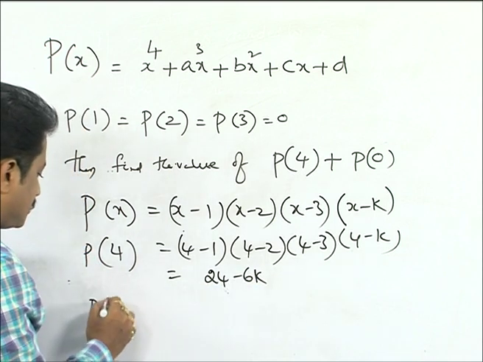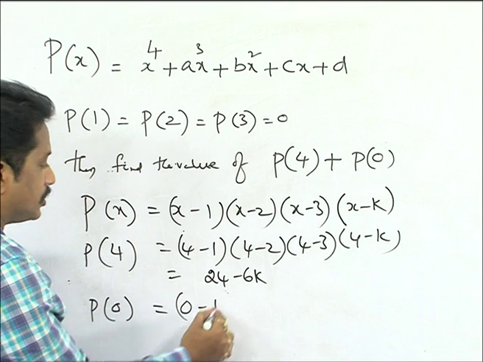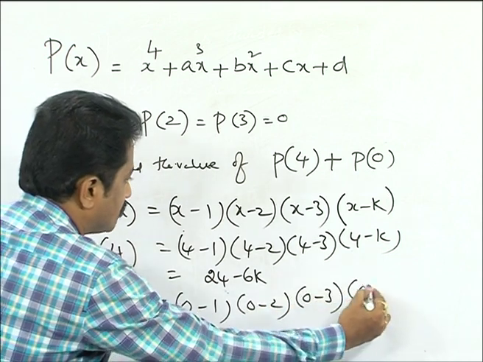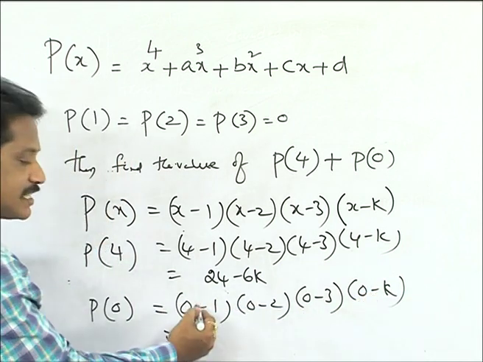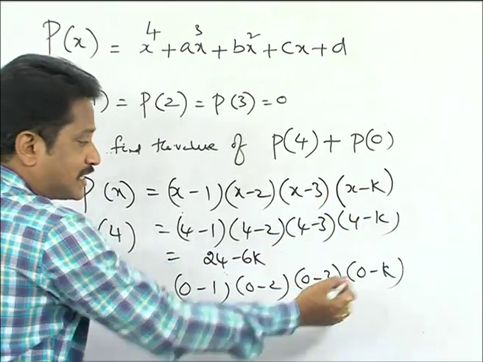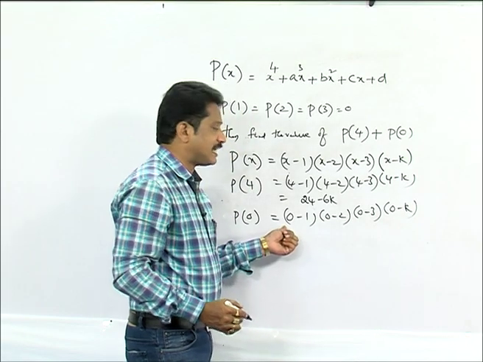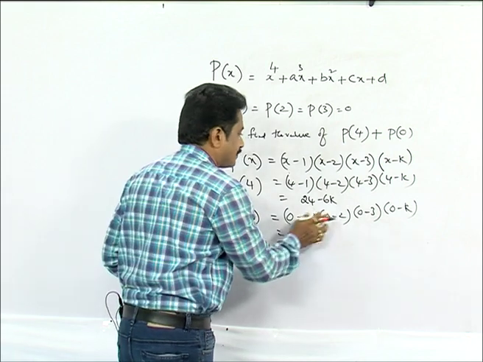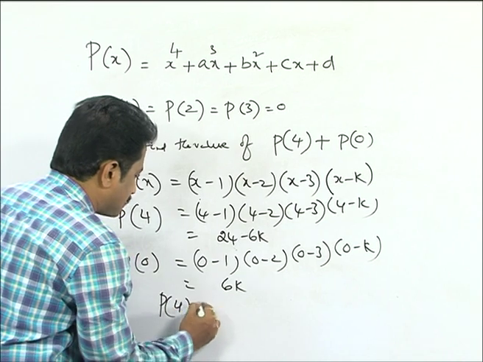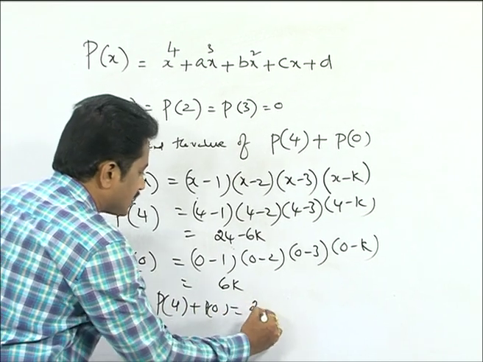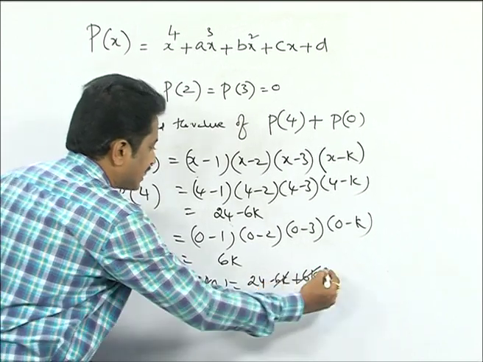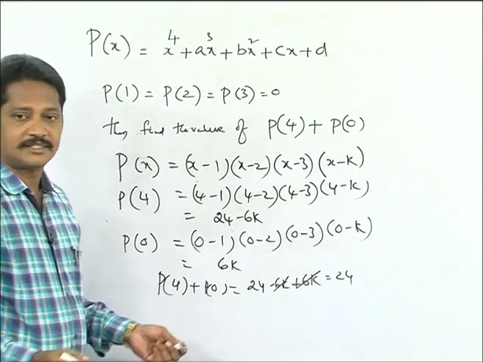Okay, next P of 0. 0 minus 1, 0 minus 2, 0 minus 3, 0 minus k. What is 0 minus 1? Minus 1, minus 2, minus 3, minus k. You multiply the negative sign 4 times, it becomes positive. 1 times 2 times 3 times k, 6k. What is required? P of 4 plus P of 0, that is 24 minus 6k plus 6k. 6k and 6k get cancelled, the answer is 24, that is it.